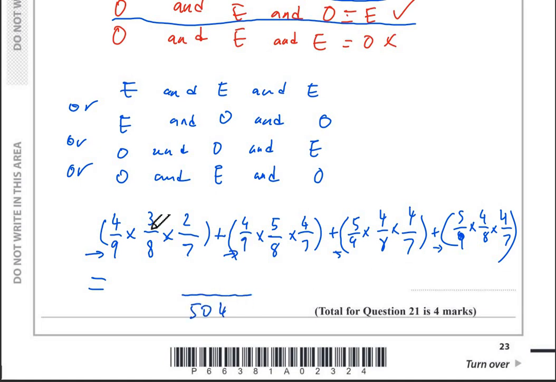Since all of our denominators are the same, we can simply add the numerators. So 4 times 3 is 12, times 2 is 24. 4 times 5 is 20, times 4 is 80. That's going to be 544 again. So that gives us 80 plus 80 is 160, 240, 264.